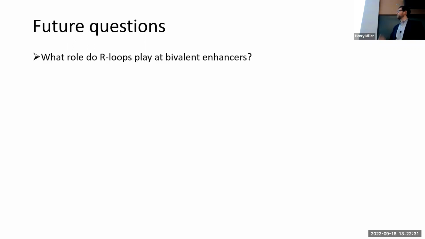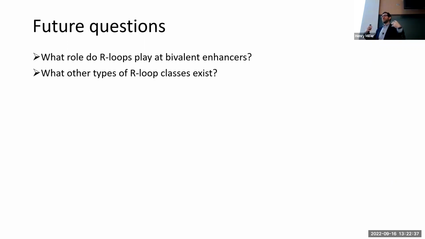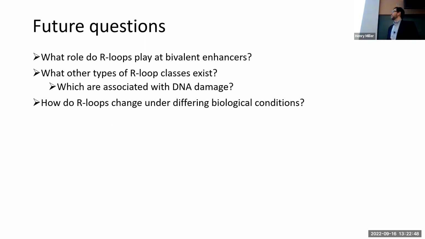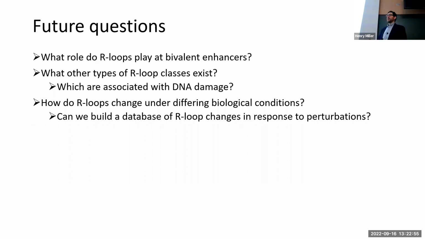So some future questions. What is the role of R loops at these bivalent enhancers? What are the other types of R loop roles and classes that exist out there? What is their association with DNA damage? So now bridging the gap between the physiological and the pathological contexts. And then how do R loops change under differing biological conditions? And this is something that I think can be very well addressed by building a database of R loop dynamics and R loop changes in response to various perturbations.